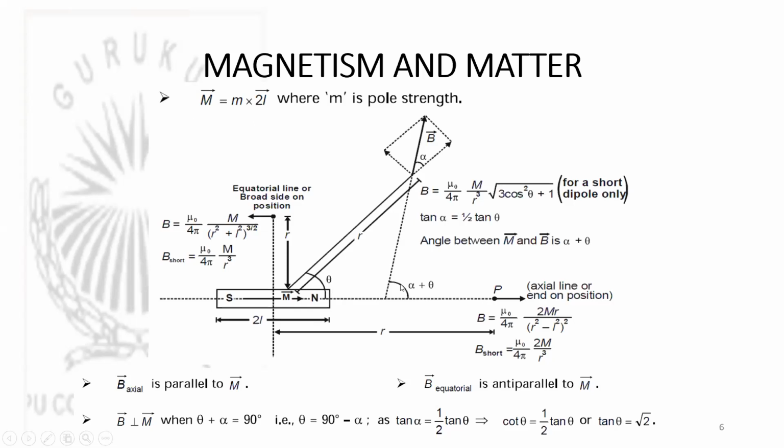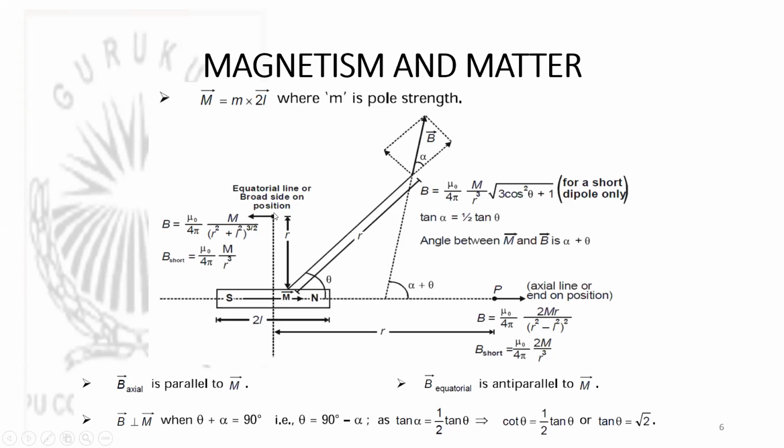And if you have a point on the axis of the magnet, at a distance r from the center of the magnet, the magnetic field is B equal to mu naught by 4 pi into 2mr divided by (r square minus L square) whole square. And if the magnet is short, or a short magnetic dipole is considered, then the magnetic field at any point on the axis becomes mu naught by 4 pi into 2m by r cube, in the direction of the magnetic dipole moment. That is, B axial is parallel to the m vector.